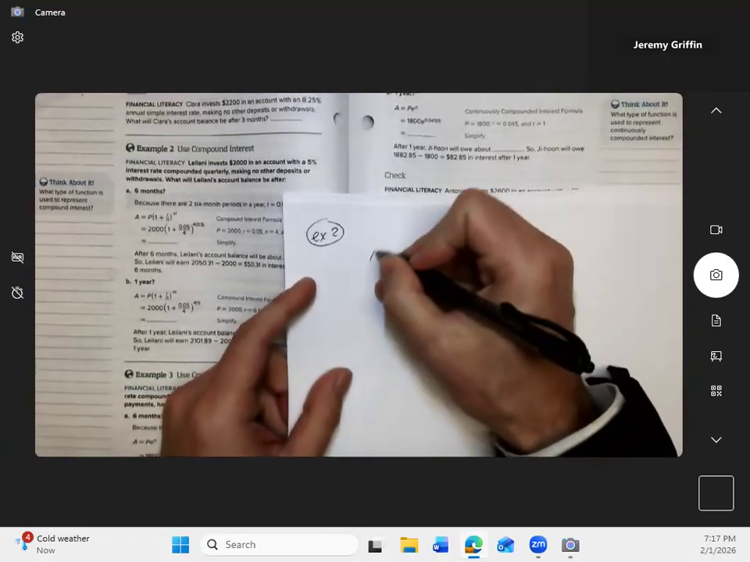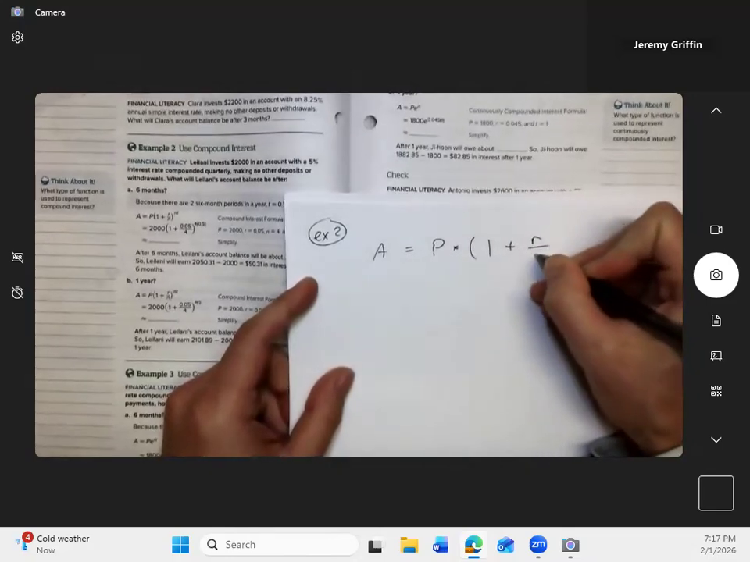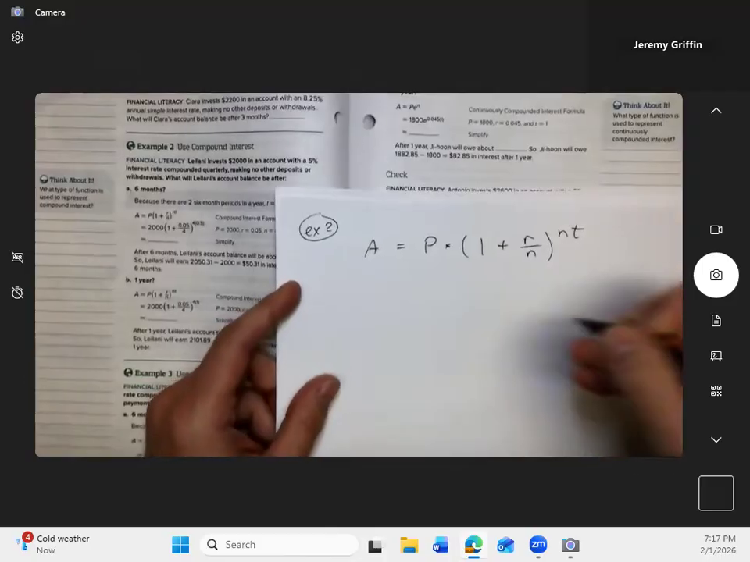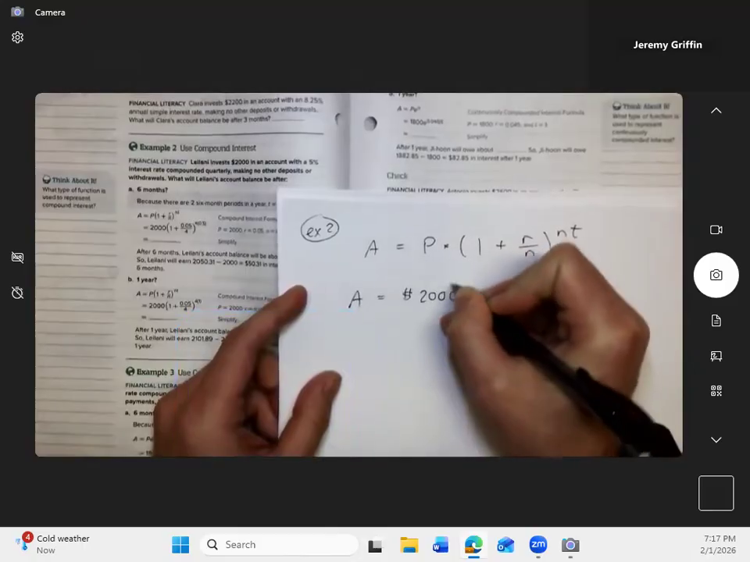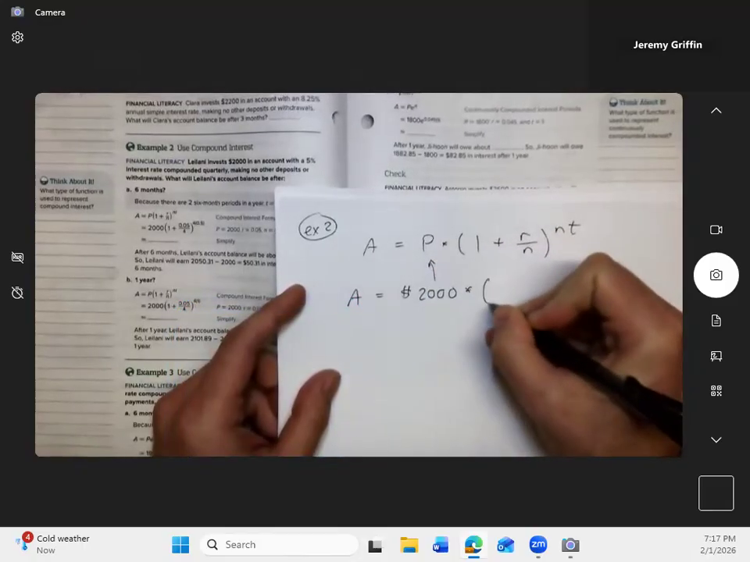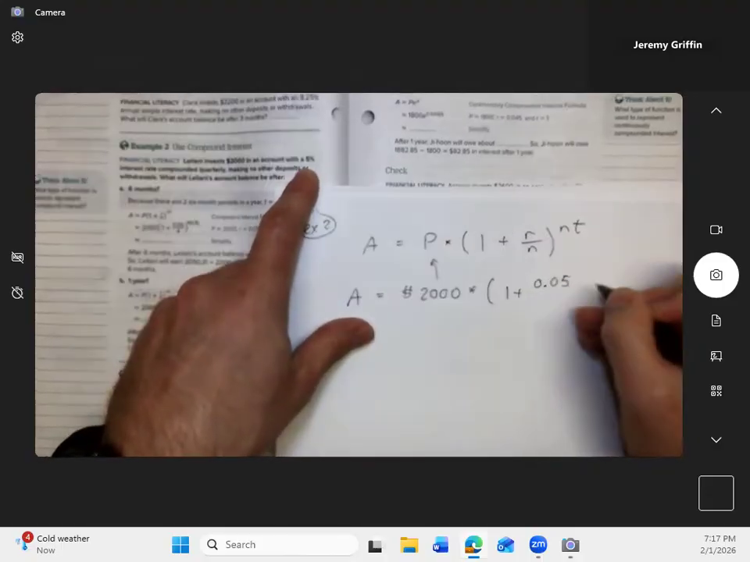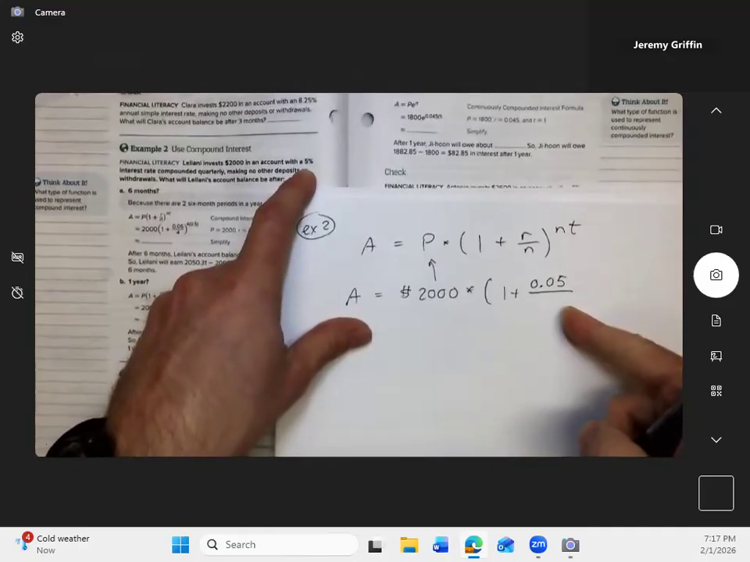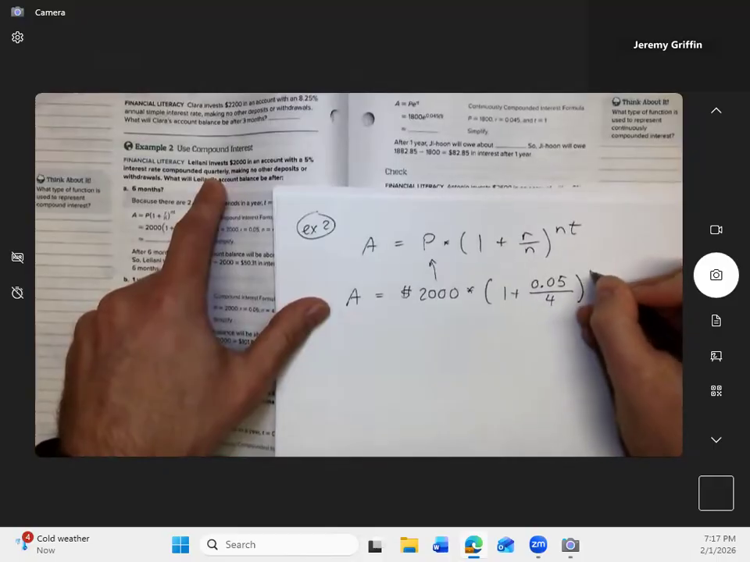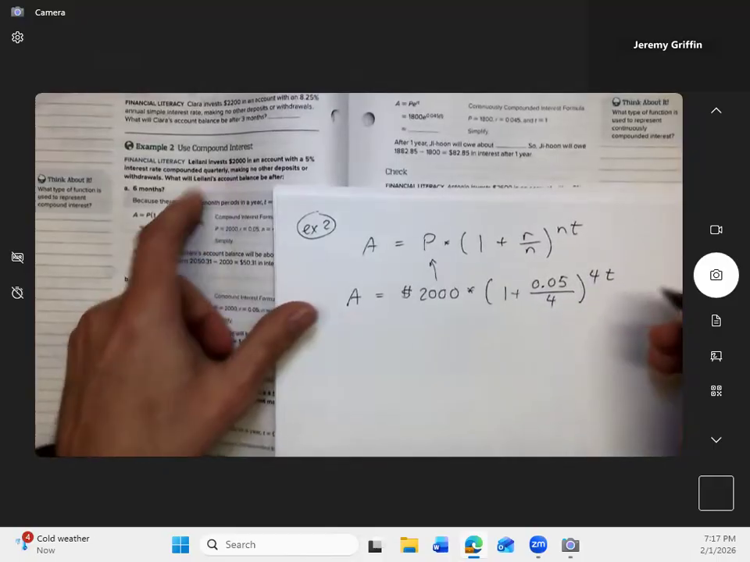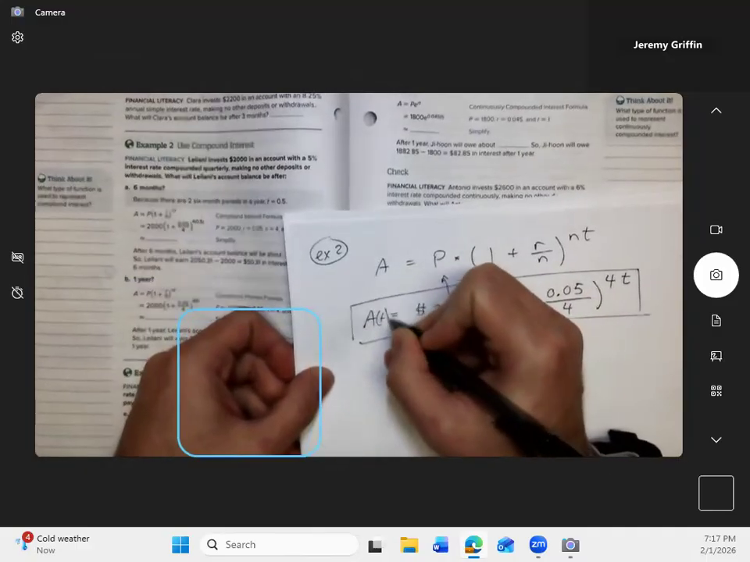Let's take A equals P times, and this one is a little different, 1 plus the interest rate over n, to the power of nt. She put in $2,000, that's the principal, times 1 plus the interest rate, 5%. Remember, as a decimal it's 0.05, that's the calculator's understanding of 5%. But it says compounded quarterly, so where n goes, I'll put 4, then to the power of 4t. So here's a good general equation: the amount as a function of time.